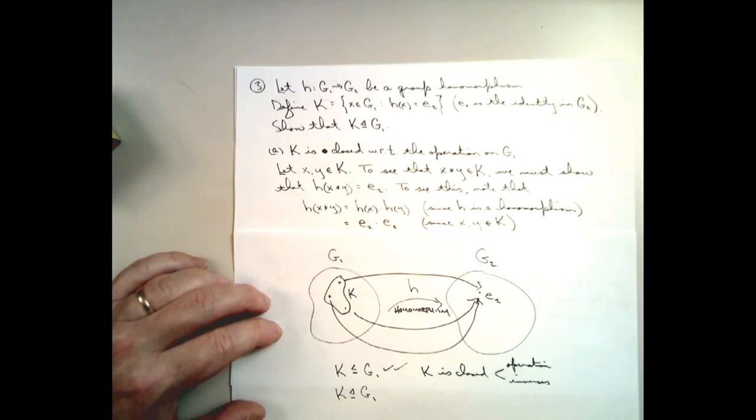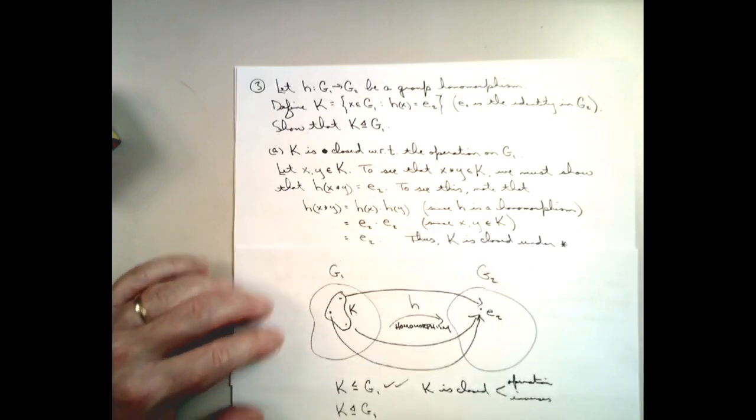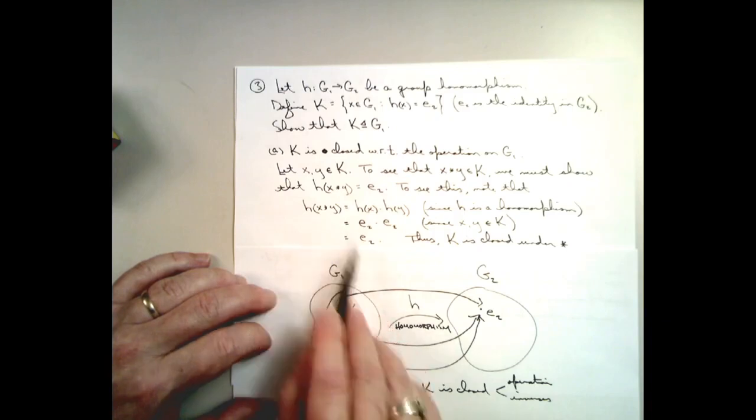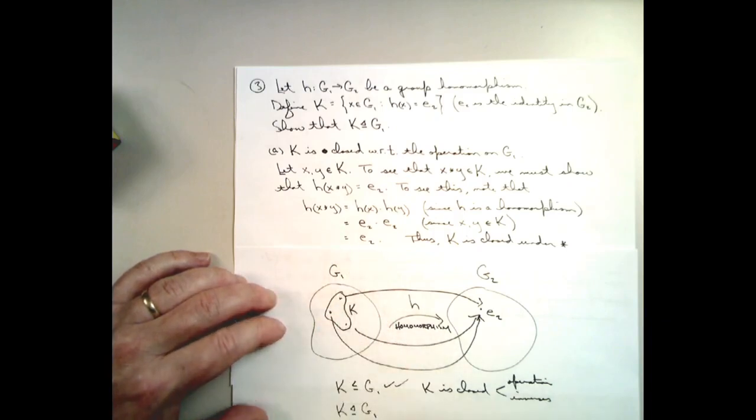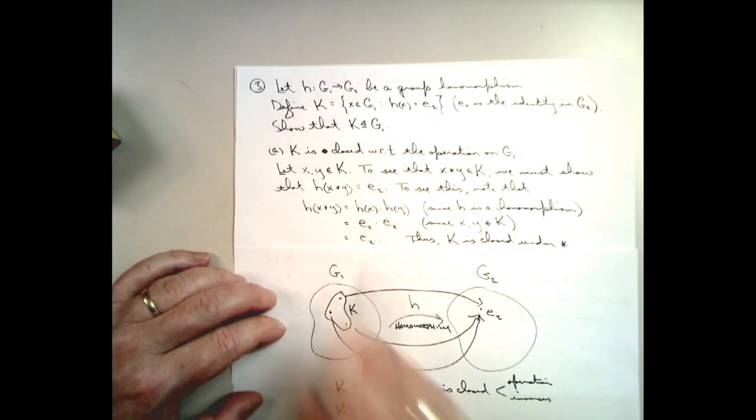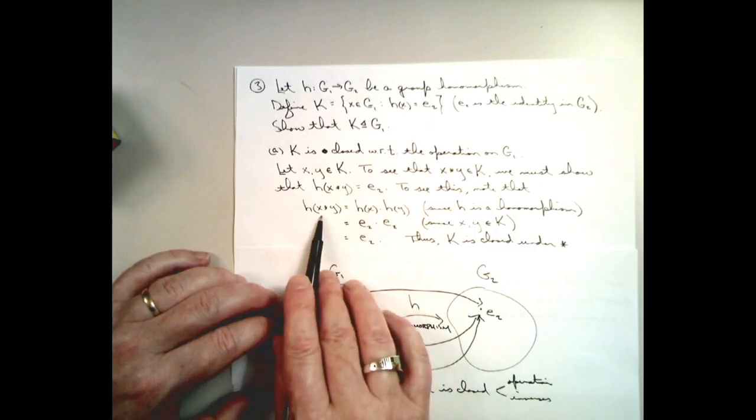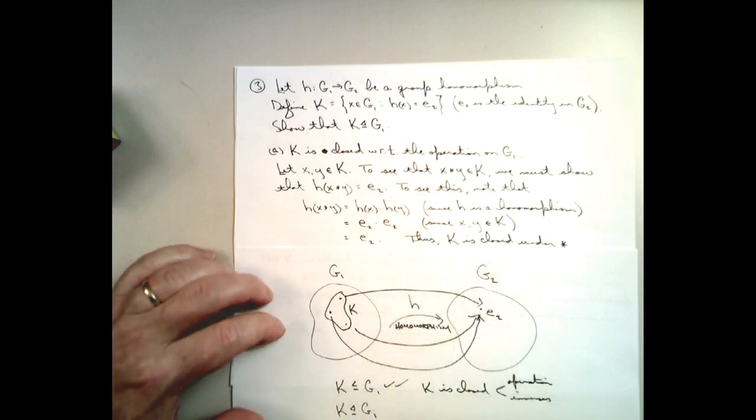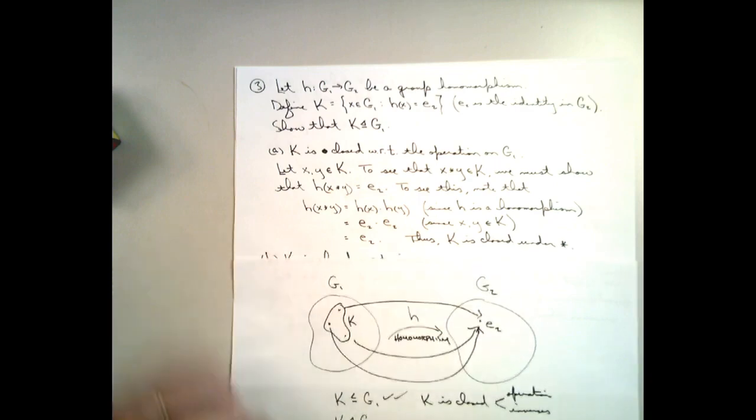And if I multiply the identity element by itself, I'm going to get the identity element, right? So X star Y does vanish under H, right? It does go to the identity element. And that's what I needed to know, right? So if I take two things out of K, their product is also in K. K is closed under the operation.